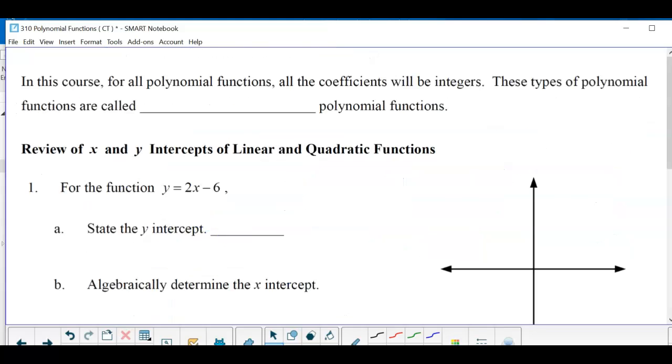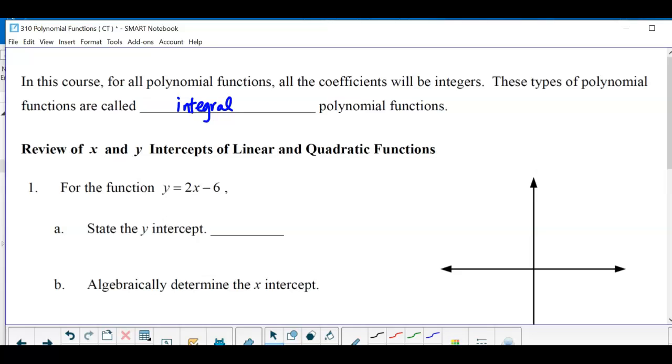In this course, for all polynomial functions, all the coefficients will be integers. These types of polynomial functions are called integral. Okay, not to be confused with taking an integral in calculus, but they're called integral polynomial functions. So review of x and y intercepts of linear and quadratic. So review of Math 10 last semester.